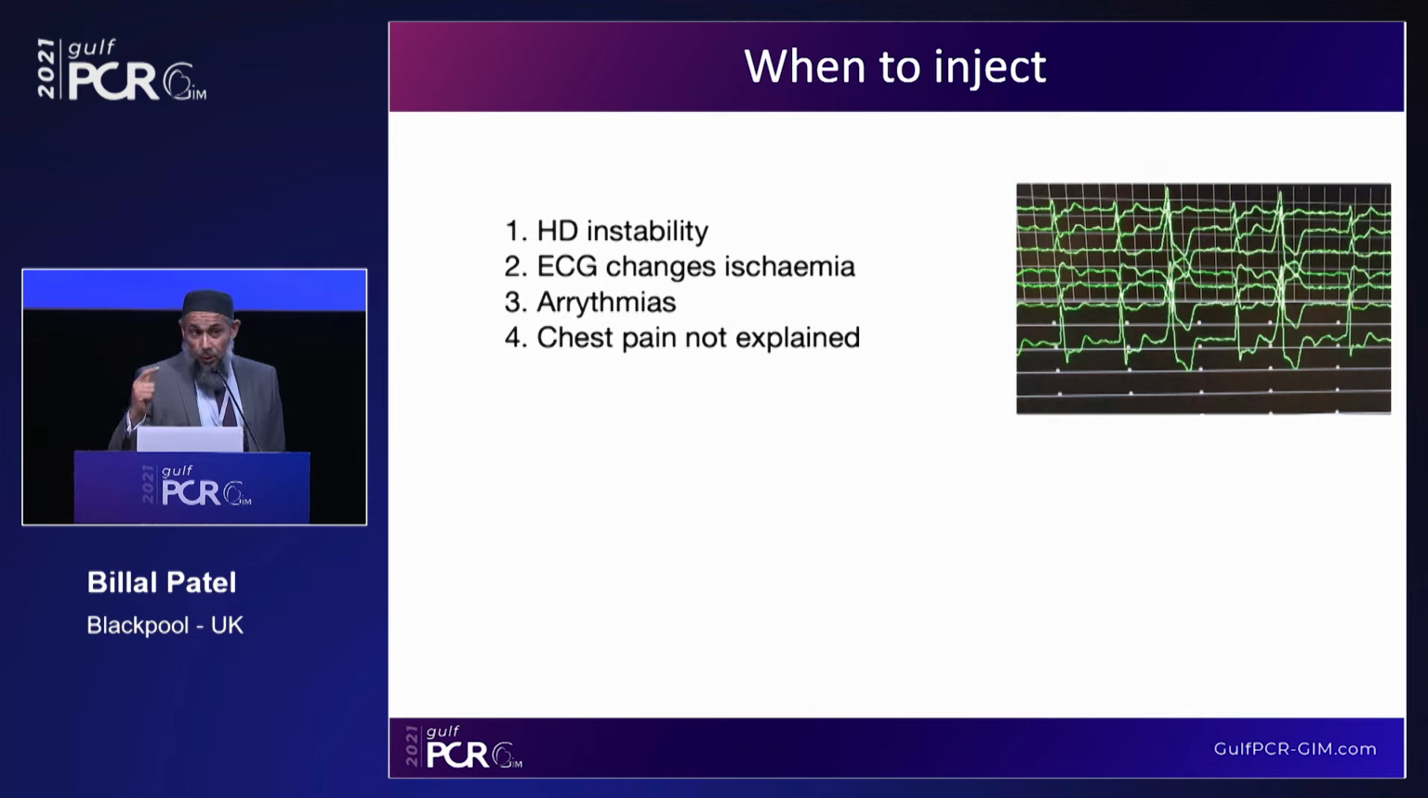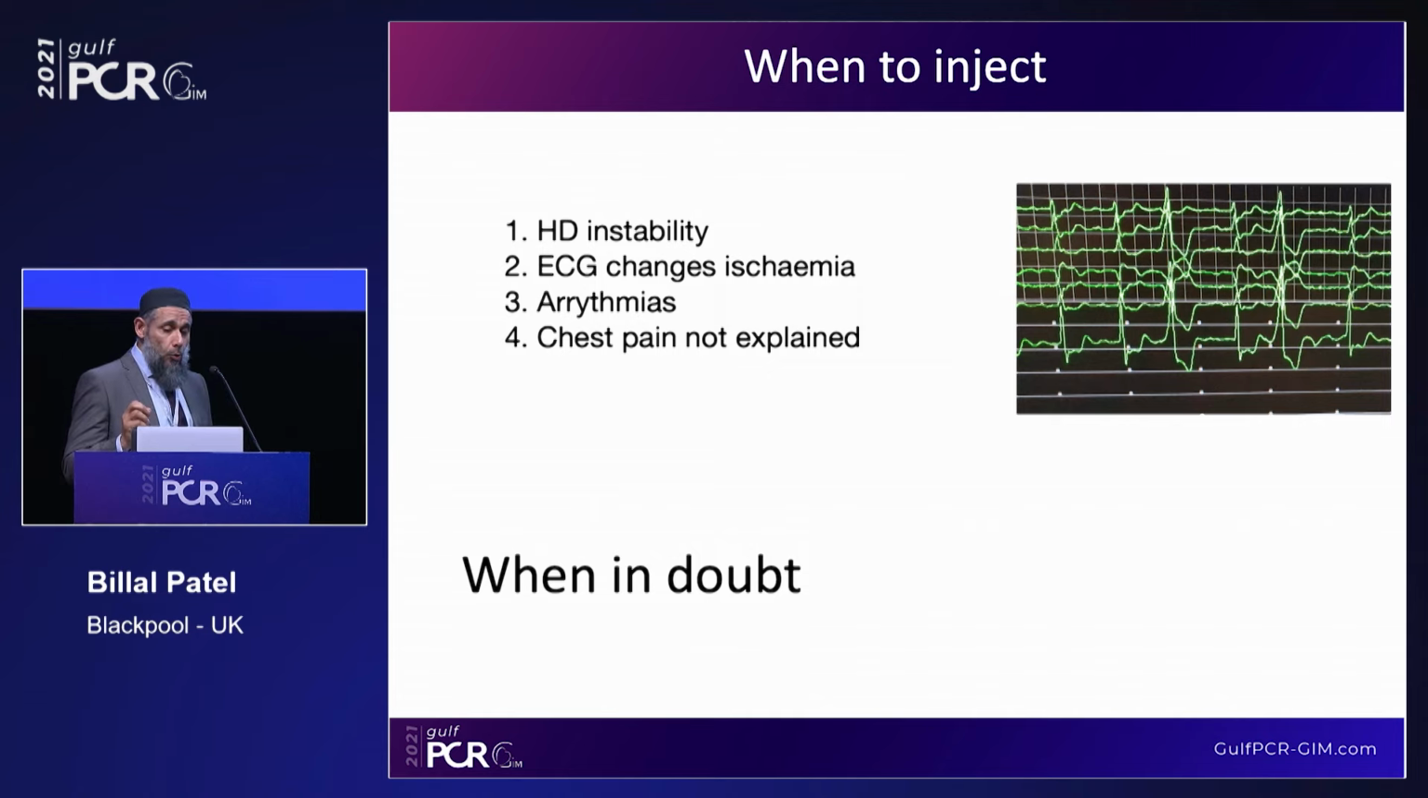So we inject when there's hemodynamic instability, if there are ECG changes of ischemia that can't be explained, if there are any arrhythmias that can't be explained, or chest pain that can't be explained. You may also want to inject when in doubt. And this is really, really important because the aim here is to reduce the amount of contrast you're using in this very complex group of patients. But you don't want to be at a stage where you're actually causing harm.